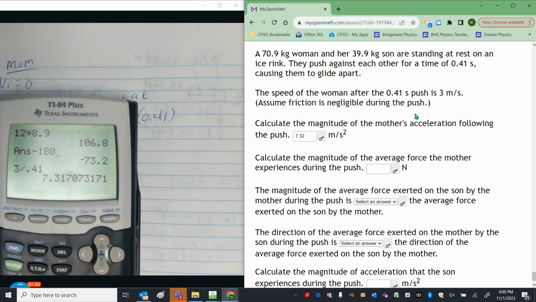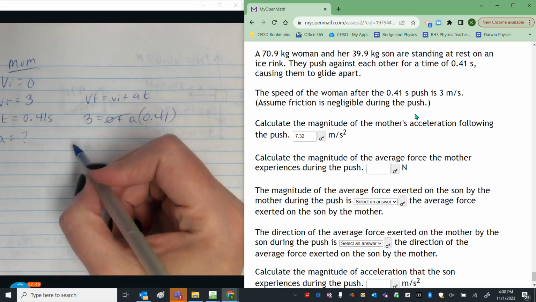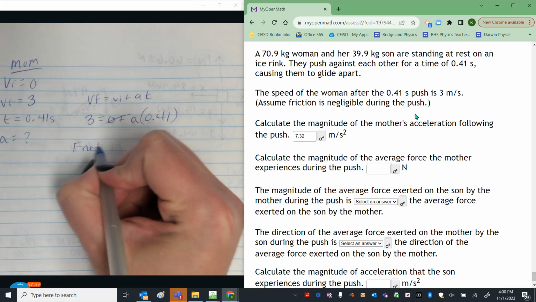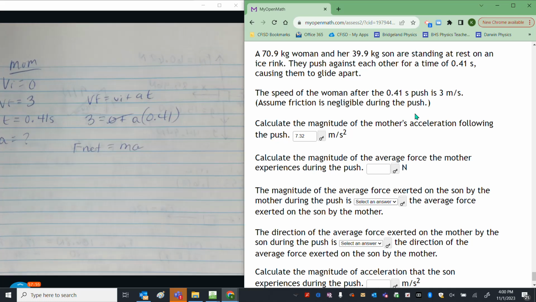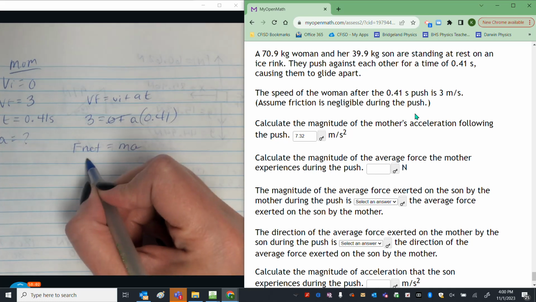Calculate the magnitude of the average force the mother exerts during the push. Again, I now know her acceleration. I can find force from that because I know F net equals ma, and in the push, that's the only force because there's no friction. It says friction is negligible during the push. So if I find this net force, that will be the force that the mother experiences.